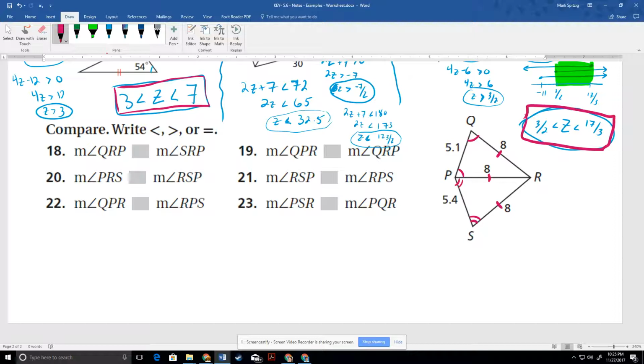Now, these are congruent, right? These are our congruent sides, and so are these. So these are our hinge ones. So if I look, opposite of this is 5.1, so that's going to be smaller than 5.4. So QRP is going to be less than SRP.